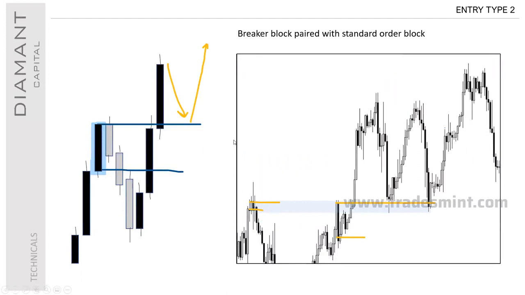Then you've got entry type 2, a breaker block paired with a standard order block. Now, this really is looking into retail, for example, but you've got the breaker block back here. And the thing is, these breaker blocks actually have a lot of power because there were areas where a lot of orders happened previously, and orders may still be held from that area. Hence why it comes back to mitigate that area. So we've got this breaker block right here paired up with this standard order block right here. You see this massive move up and down.